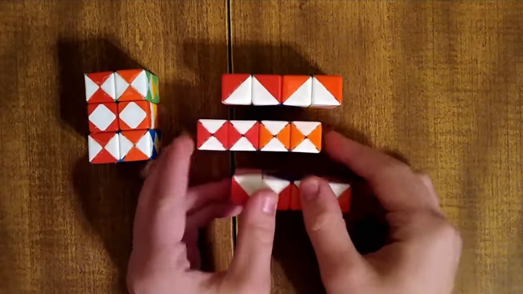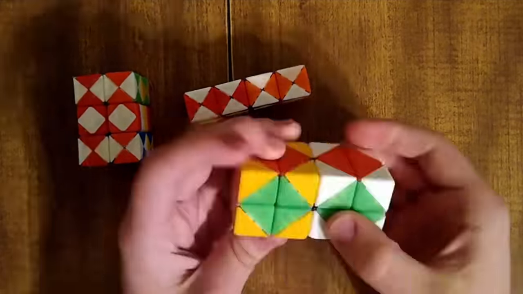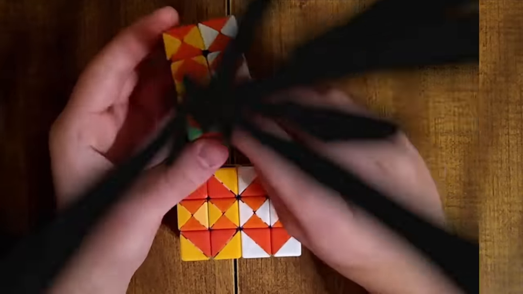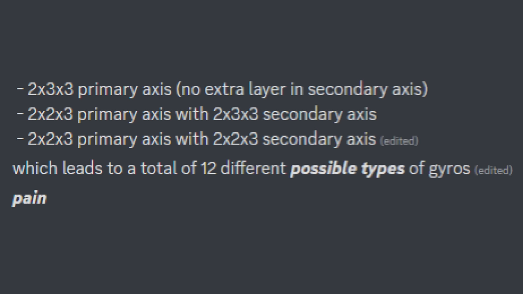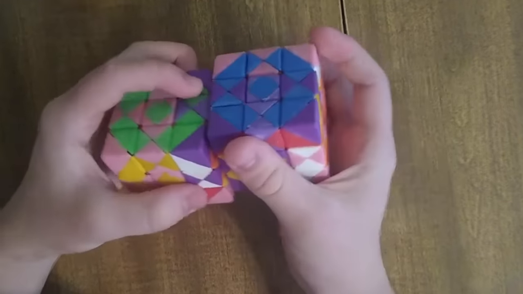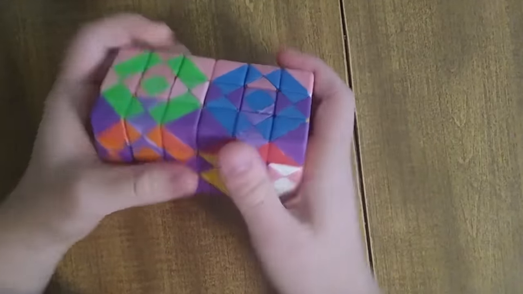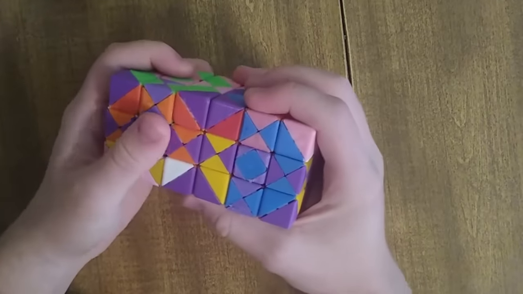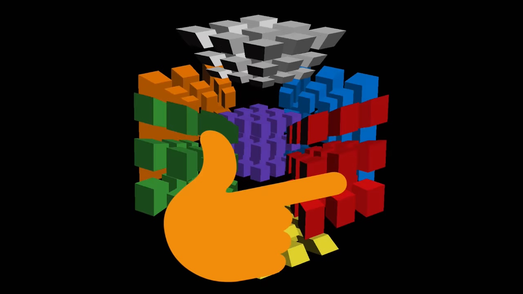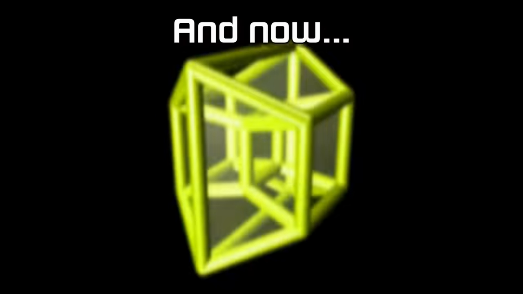Now, given what we've seen before with the previous gyro algorithms, you'd think that the 2x3x3x3 needs an extremely long, complicated, recursive gyro, and although the design of the puzzle has at least 15 different possible types of gyros, it turns out that it actually doesn't need one at all. All the moves are accessible from this state, which makes for a really, really nice solving experience. The fourth ever physical 4D puzzle was constructed, bringing us closer and closer to our ultimate goal, the physical 3x3x3x3.